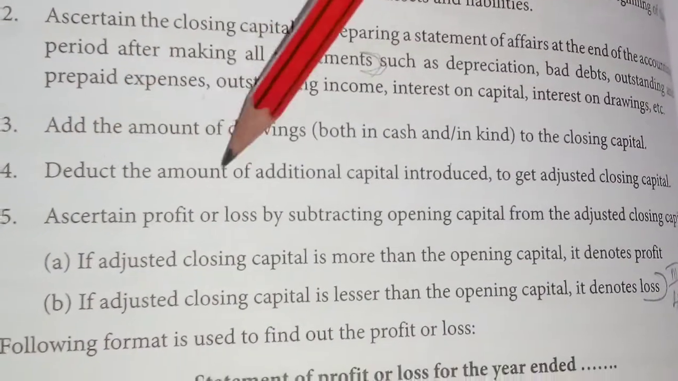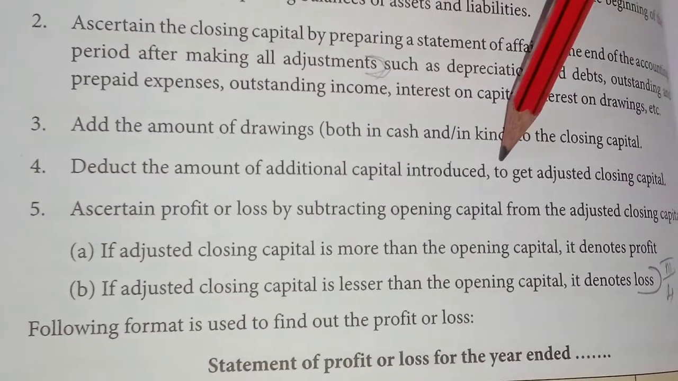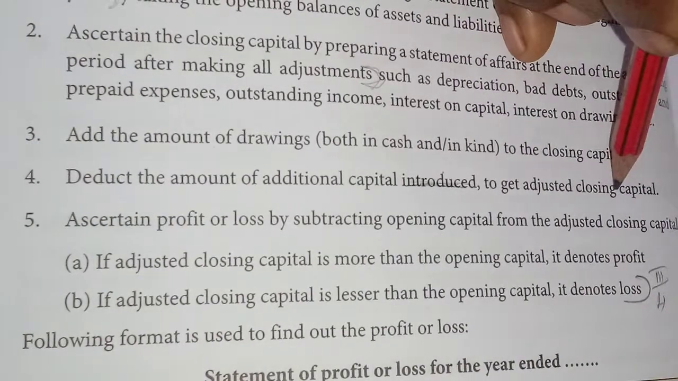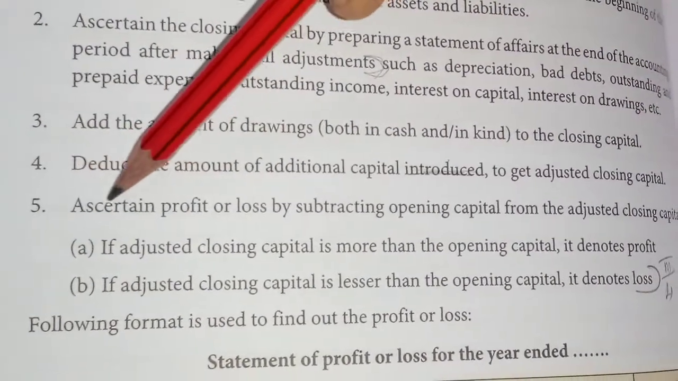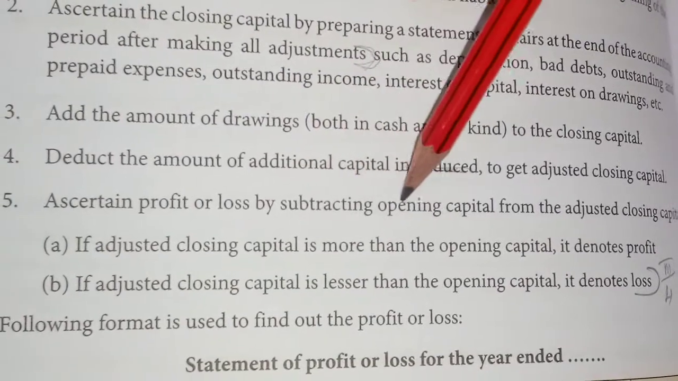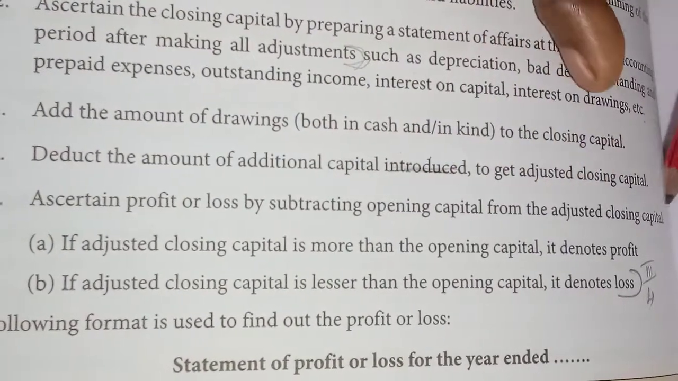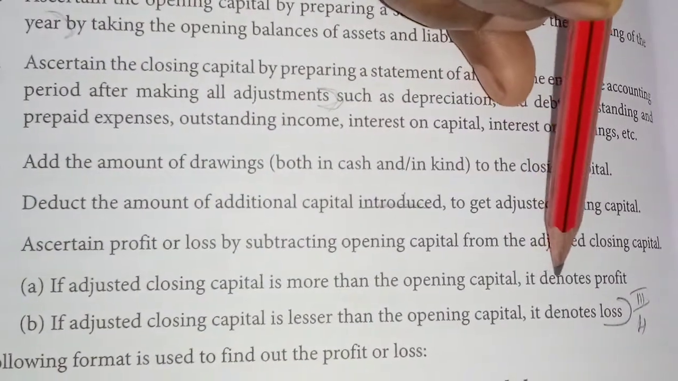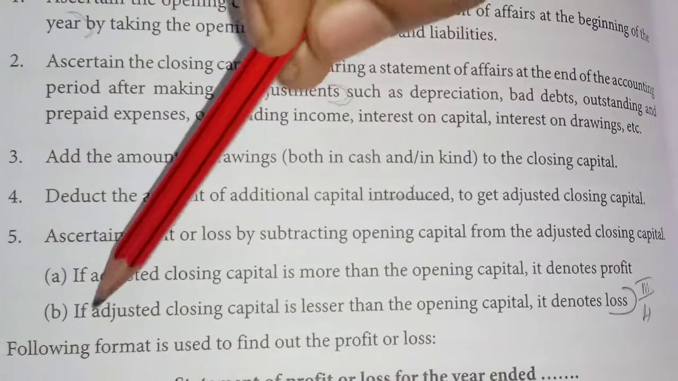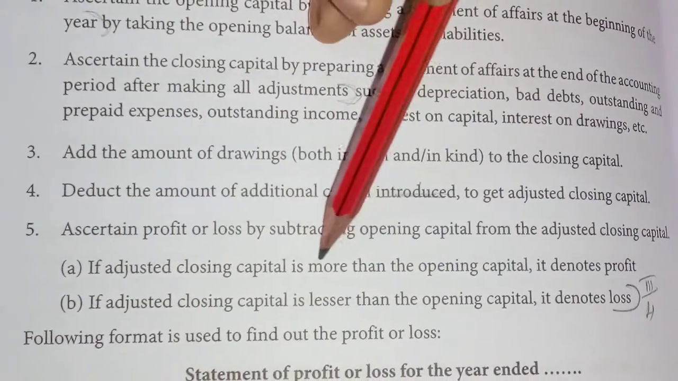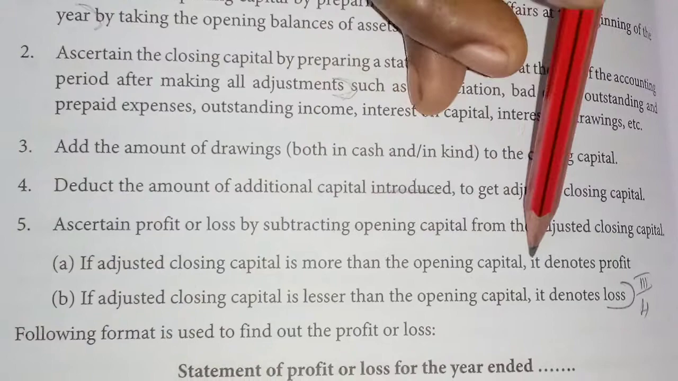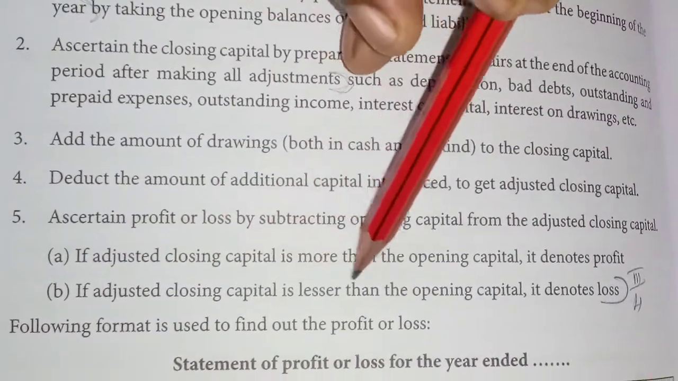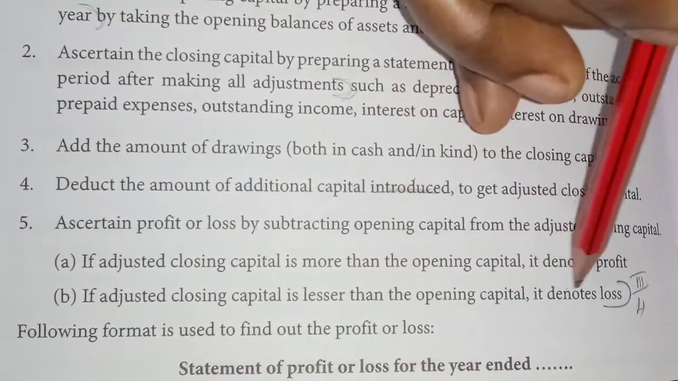Next, deduct the amount of additional capital introduced to get the adjusted closing capital. Then the last step: ascertain profit or loss by subtracting opening capital from the adjusted closing capital. If adjusted closing capital is more than the opening capital, it denotes profit. If adjusted closing capital is lesser than the opening capital, it denotes loss.